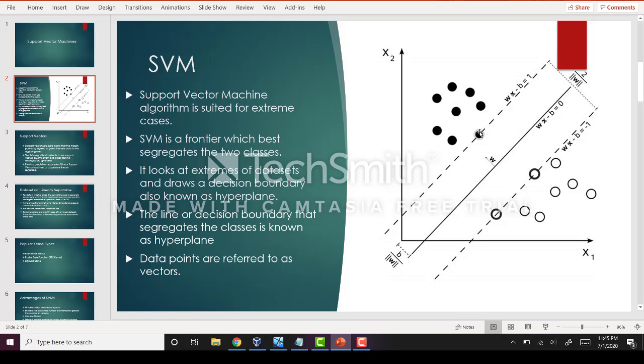One of the best examples is, let us assume we have two classes of animals. Let this be a cat, and let these clusters be dogs. So what if a cat looks like a dog and a dog looks like a cat?